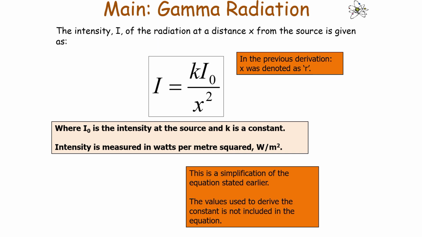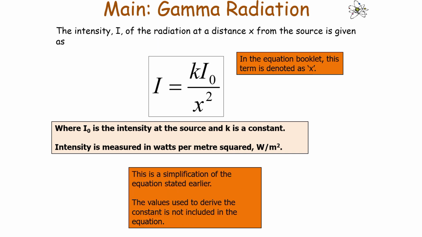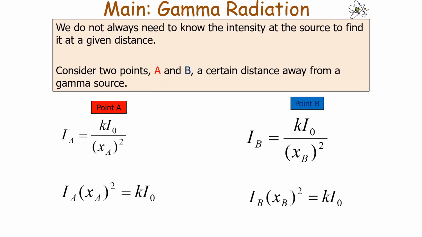Now in the previous derivation we just said x was r. Now remember, I0 is the intensity at the source and k is a constant. So intensity is measured in watts per meter squared. Now, just be careful that in the equation booklet you're given in your examination, the term is denoted as x and not as r. So it's very important we understand that x is the distance between the radioactive source and the Geiger counter.